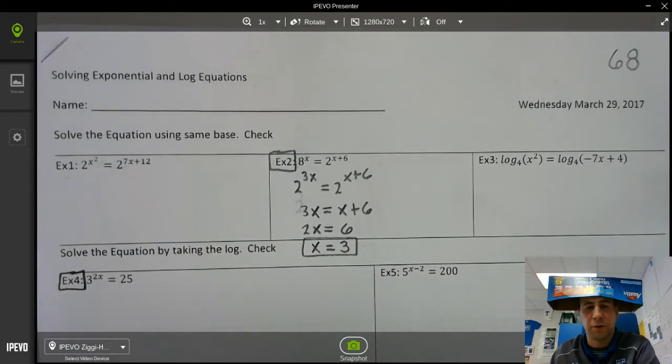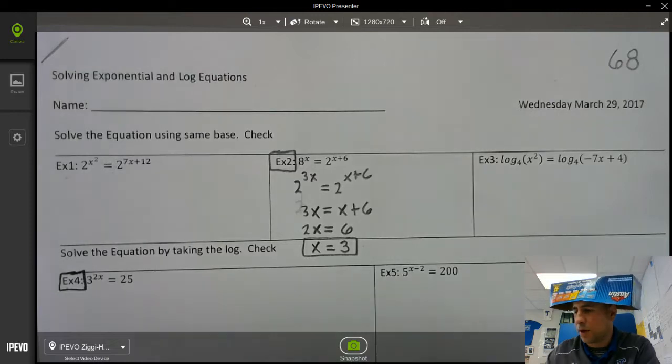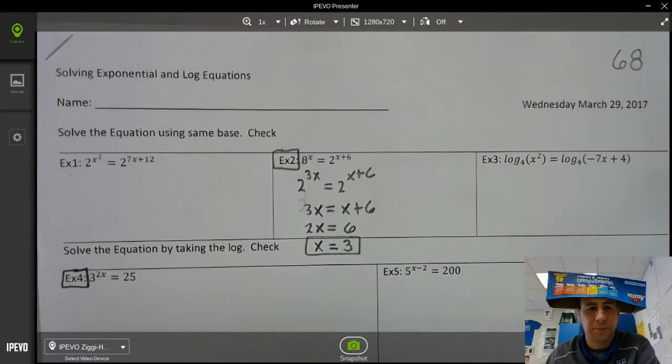All right, so pause a minute to finish up example 2. And also, go ahead and try example 1 as well. And then again, we can go over example 3 in class.